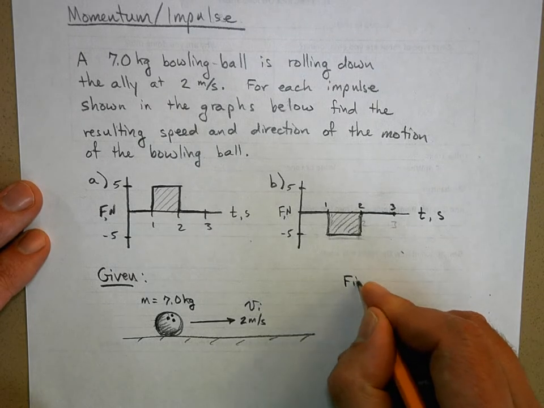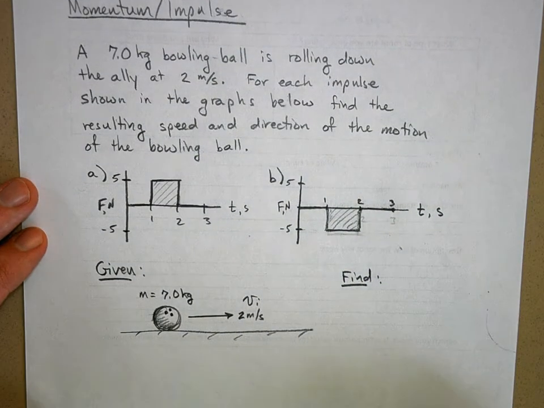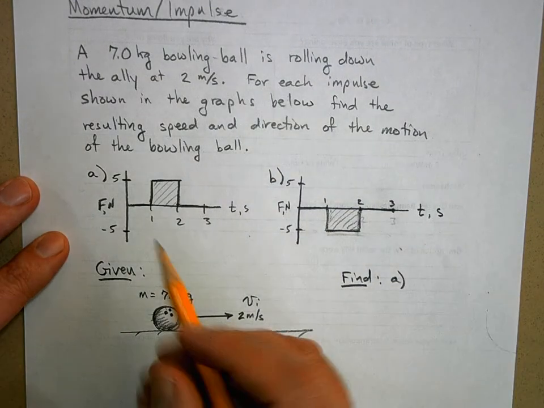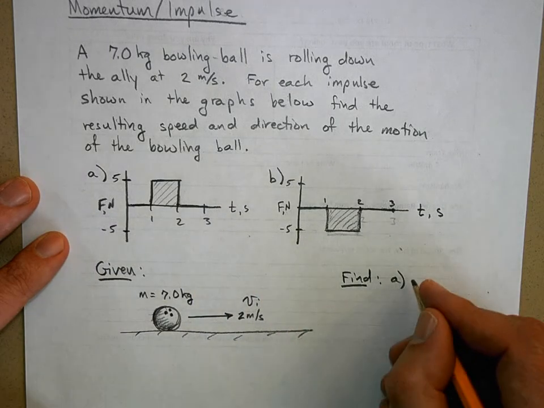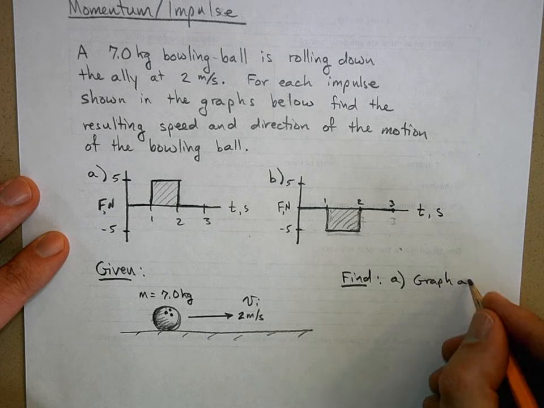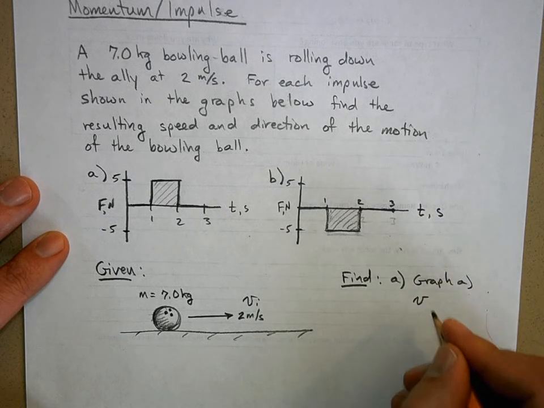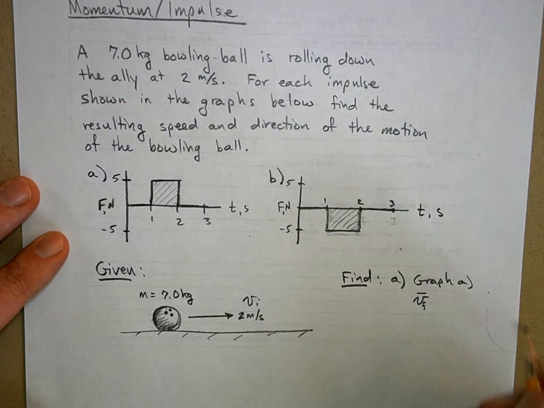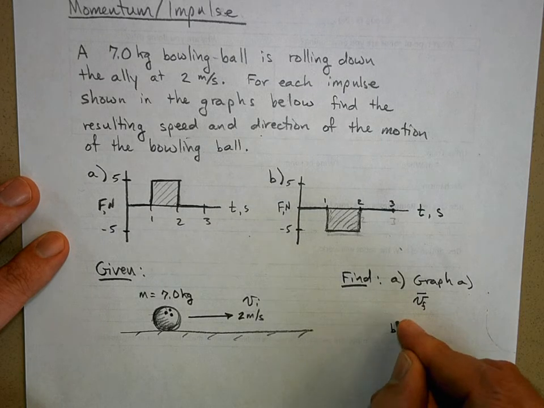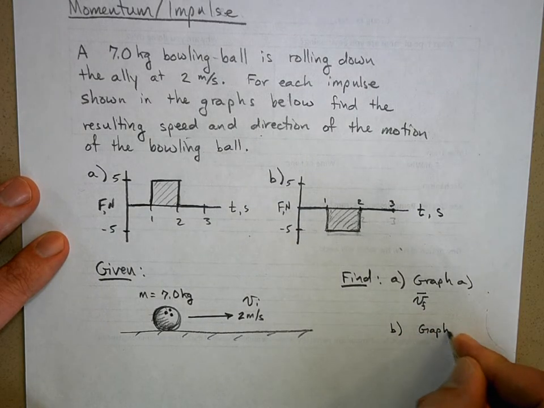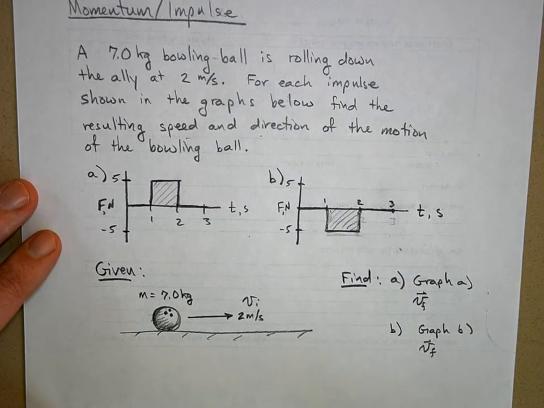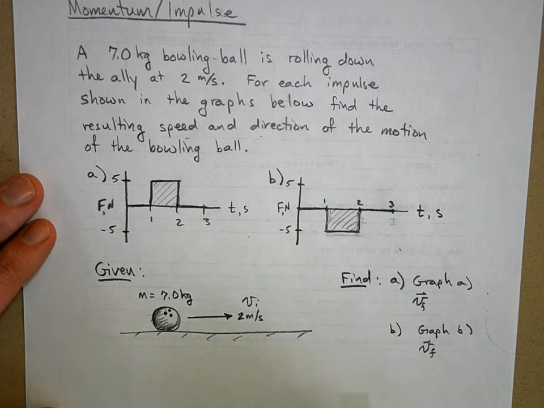So now what are we trying to find? Well, for part A, we have impulse A. We also have these graphs as given. I'm not going to redraw them. For given graph A, we want to find the final velocity of the bowling ball. Now it says speed and direction. That's the total velocity vector they're looking for. And for part B, we have graph B, and we want to know the final velocity there. Same thing. Well, let's solve it.